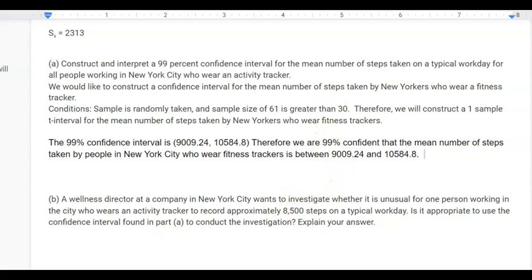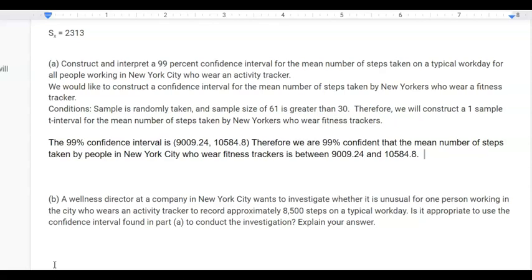But you have to remember what the interval was for. The interval was for a mean number of steps taken by New Yorkers who wear a fitness tracker, and we used a sample of 61 to calculate that. It is not appropriate to use one individual measurement and compare that to the confidence interval. If instead we used a similar sample, perhaps we found 60 people and found that their mean steps taken was below the interval, then yes, we could start to compare the interval to that.